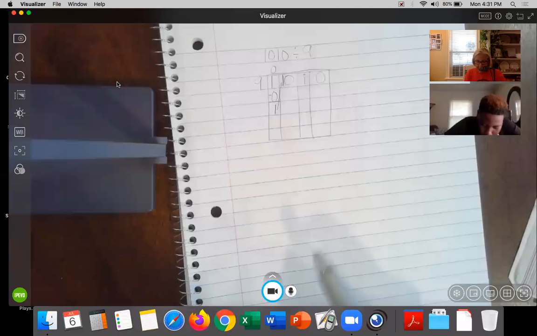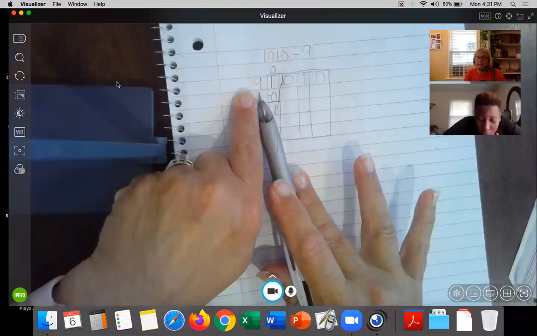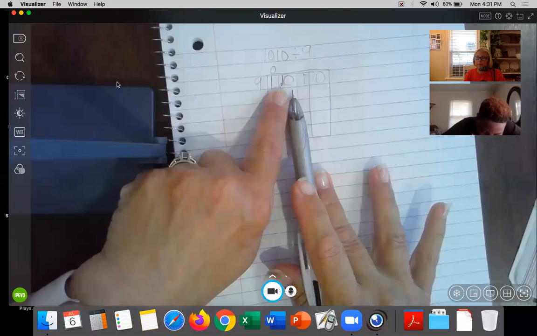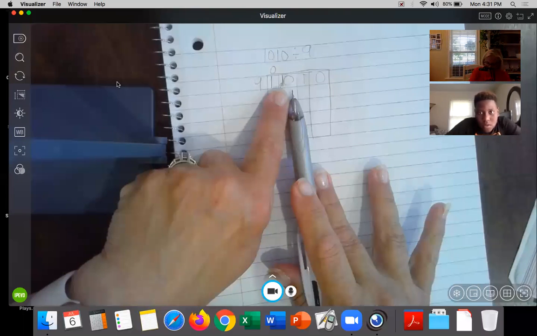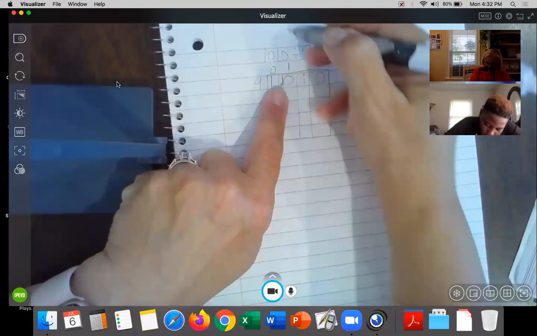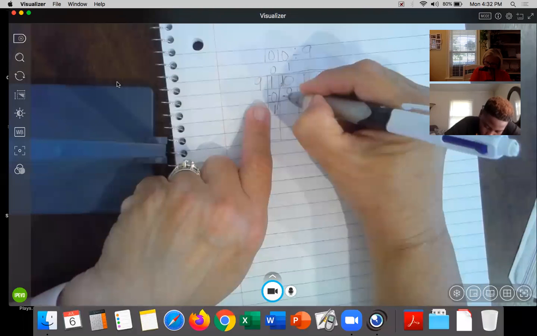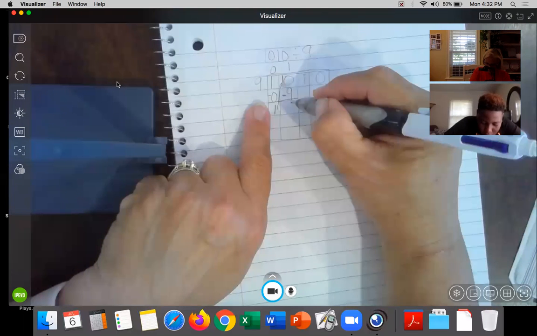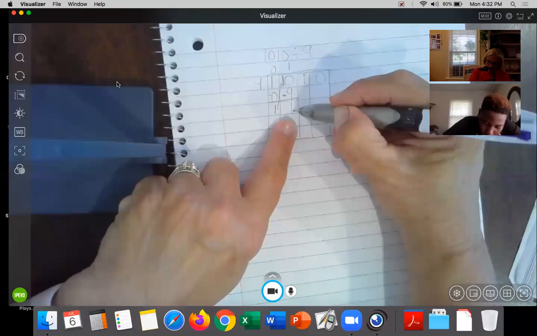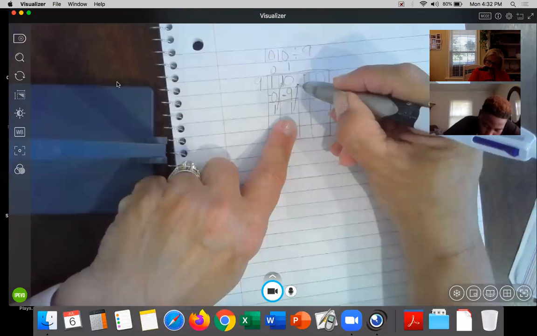And now I have, how many times will 9 go into 10? It'll go in once. 1 times 9 is 9. And I'm going to subtract. And I get 1. I'm going to take that 1 and put it up in the next column.